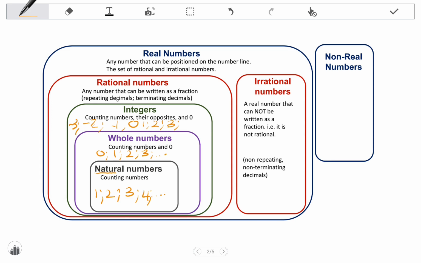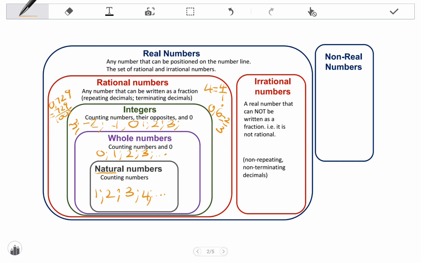And then we have rational numbers. Rational numbers are any number that can be written as a fraction. So if we take the number 4, for example, 4 can be written as 4 over 1. If I take the decimal 0,6 recurring, that can be written as a fraction as 2 over 3. I can also take the decimal 0,729 and write that as a fraction as 729 over 1,000.